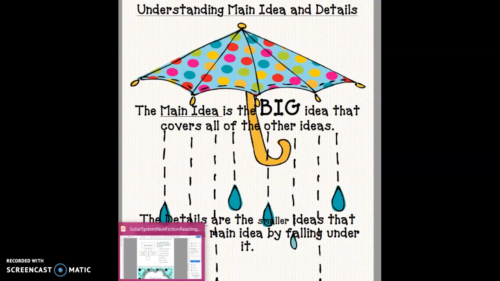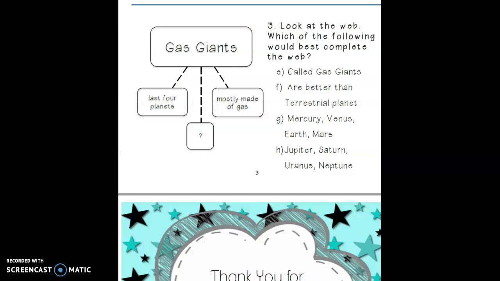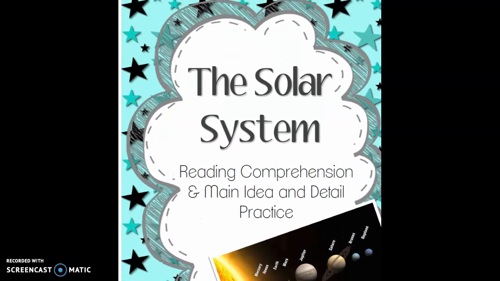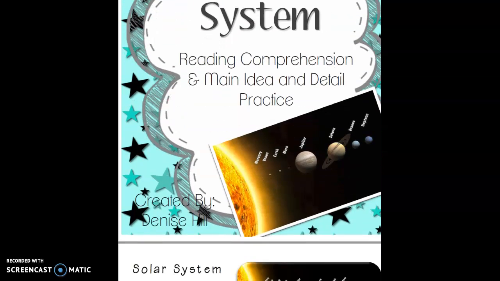I have something for us to read. This little article is called The Solar System, and if we think about the title, we're probably going to be able to guess what the main idea of this little article is. I am going to say that it is probably about space and the different planets and the sun that are within the solar system. So let's go ahead and start reading.